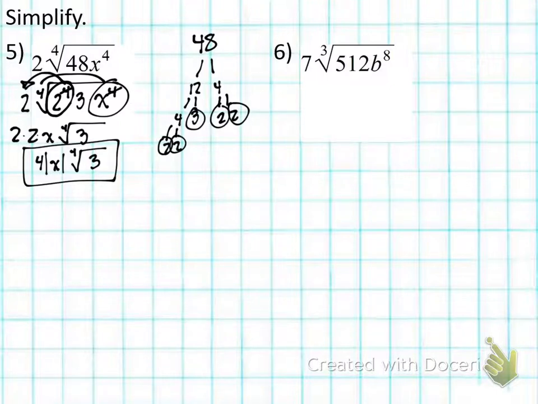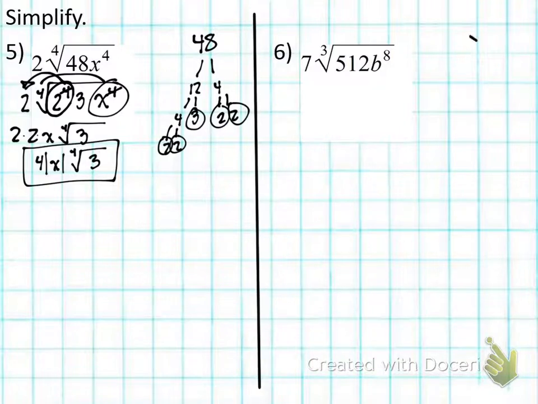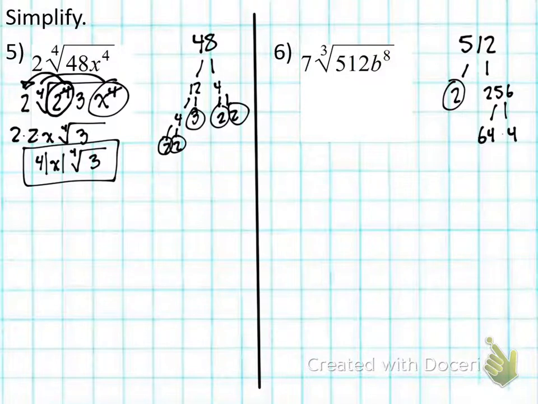Here we go, number 6, last one. Looks scary, but it's not too scary. Go. Again, 512. 512 is 2 times 256. We know 2 is prime. 256 is 16 times 16. Or it could even be 64 times 4. I don't know. It depends what you want to do. Okay, go. That's your hint.